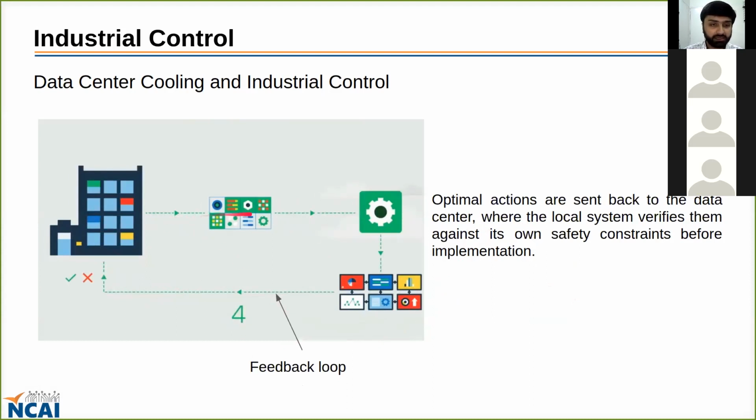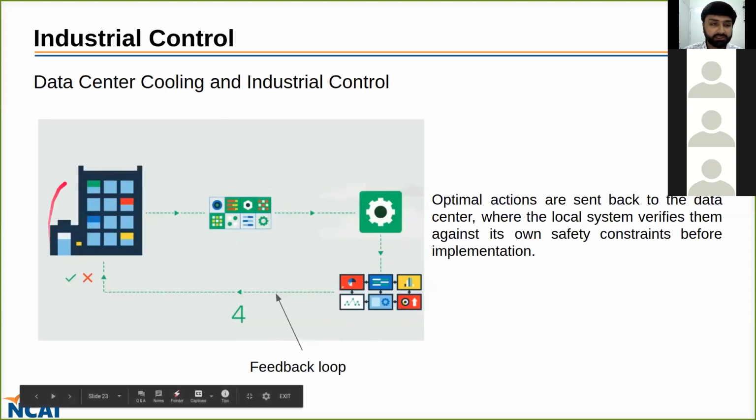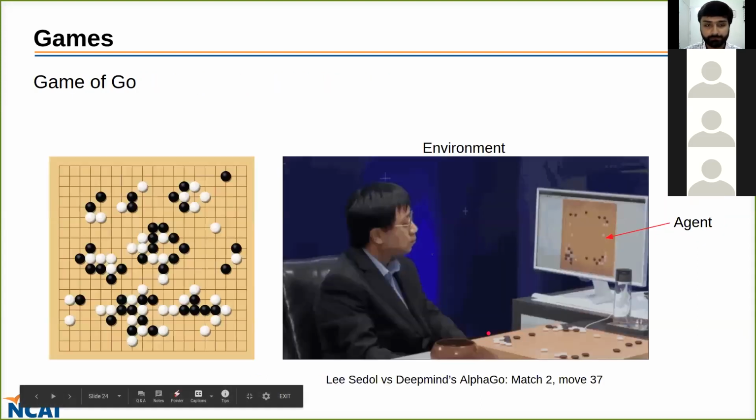What you see here is a feedback loop, and this feedback loop is the same as what we saw earlier. There is an environment, the agent observes the state of the environment, the agent does some actions, and the state of the environment changes accordingly.